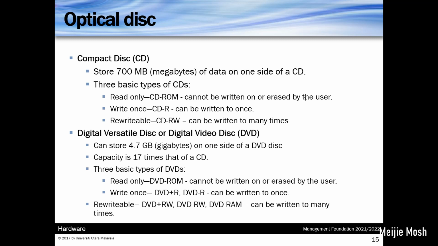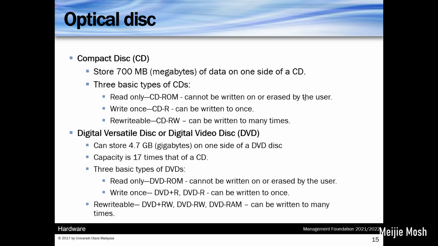Computers can read and write to CDs and DVDs using a CD writer or DVD writer drive. Blu-ray discs can be read only with a Blu-ray drive. The three main types of optical discs are compact discs, digital versatile discs (DVD), and Blu-ray discs.